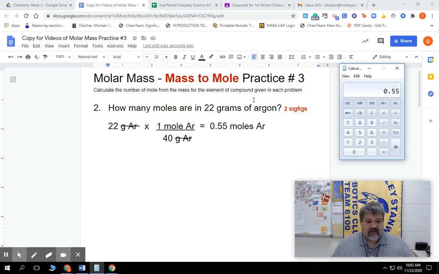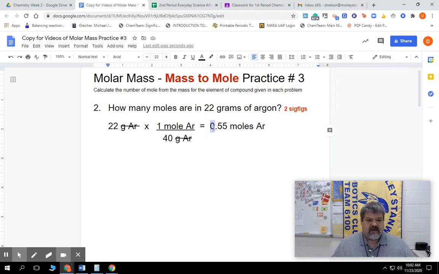We need to do significant figures. Is this 0 significant? That's the question we have. We have a decimal in it, so is it significant? No, it's not significant. Trailing zeros with a decimal are significant, but preceding zeros are never significant. That's back in our rules. So there's our two significant figures. All we have to really do is highlight this. Boom, there we go. There's our answer: 0.55 moles of argon is what 22 grams of argon actually equals.